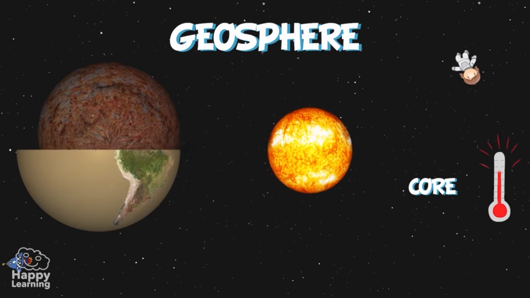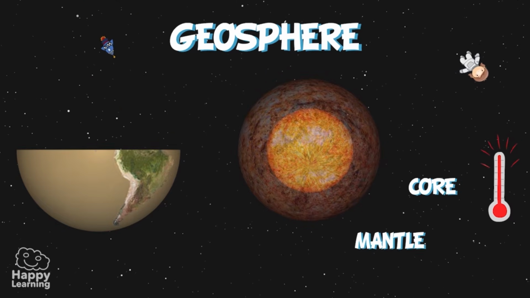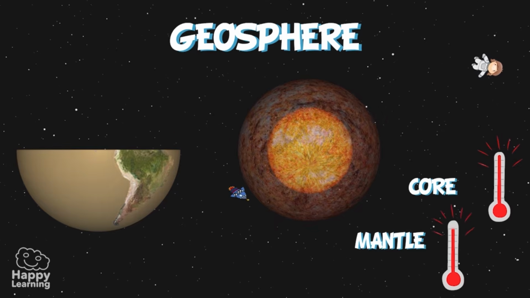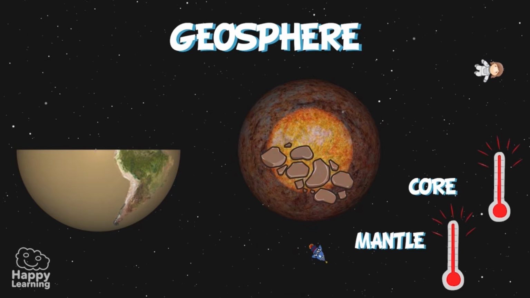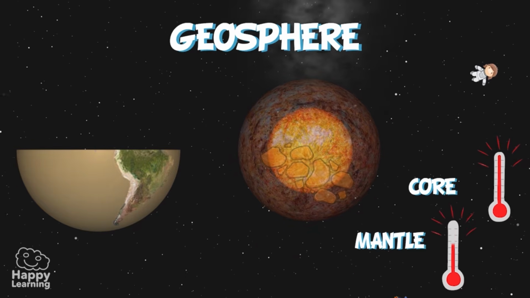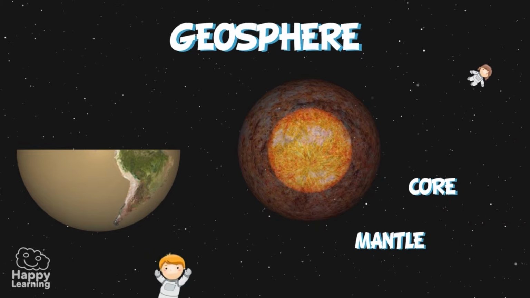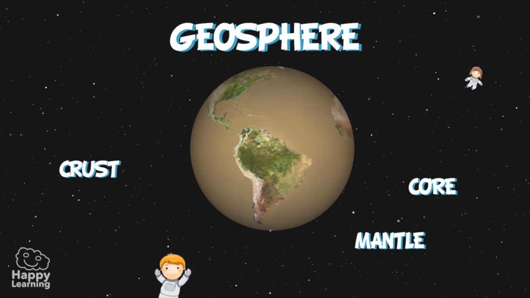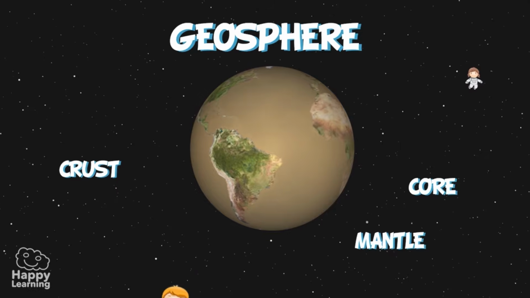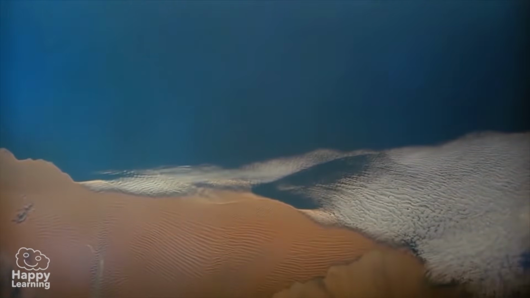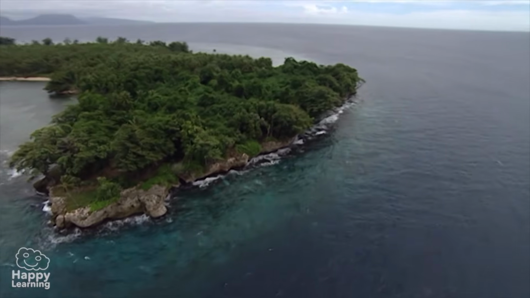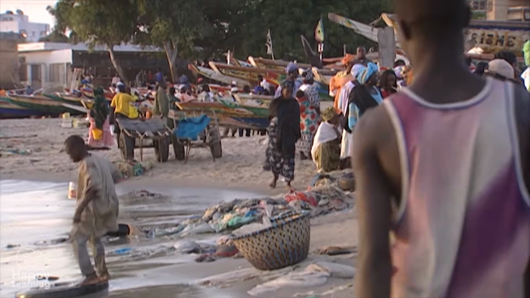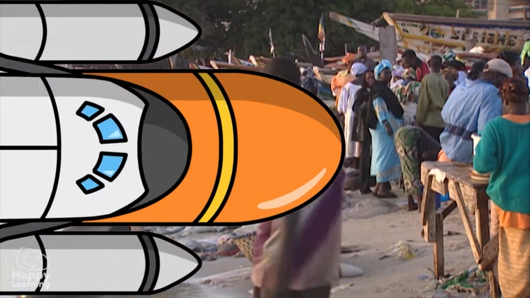The mantle is the geosphere's thickest layer. The temperature in the mantle is also very high, so high that some rocks found there even melt. The crust is the external layer. It is composed of rocks and it is where the continents are formed, as well as islands and also the seabed. So in a sense, we can say it's the ground we walk on.